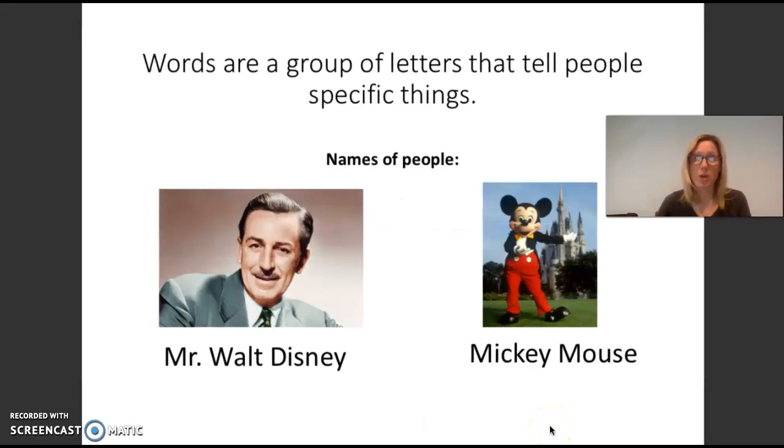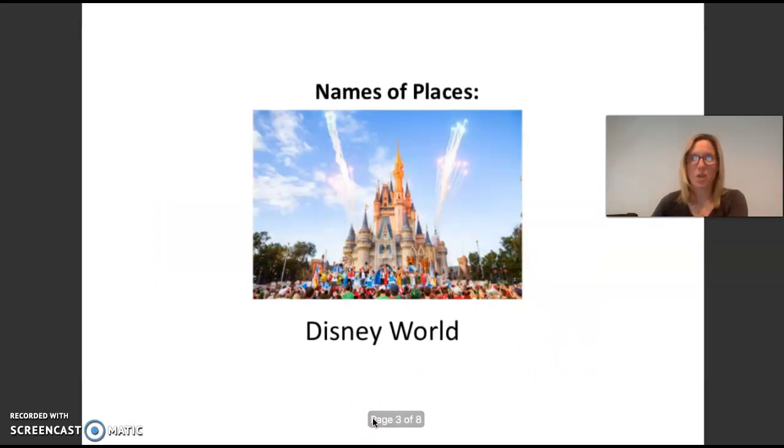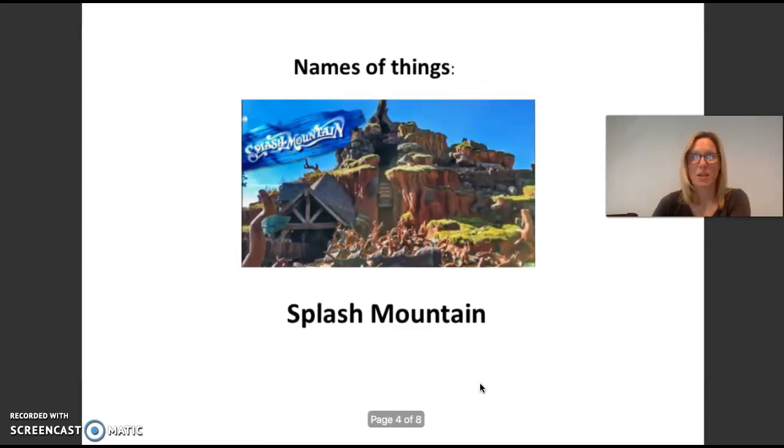Words are a group of letters that tell people specific things. We can write names of people like Mr. Walt Disney or Mickey Mouse. We can use words to write the names of places like Disney World or maybe Australia. That's another big word of a place. Names of things like Splash Mountain. That's a big word for a ride that you can find at Disney World.